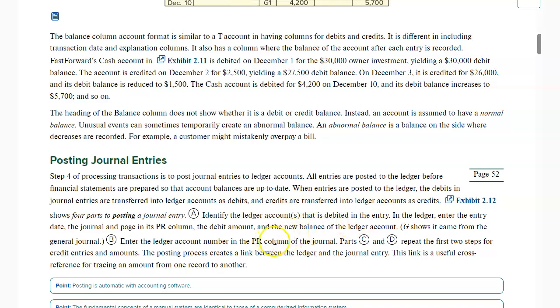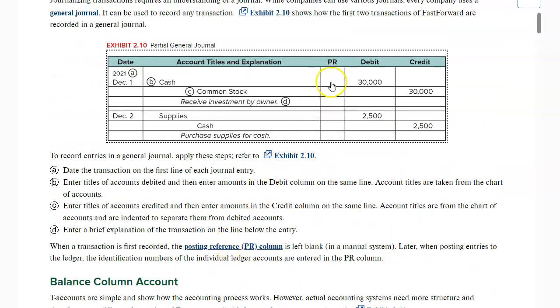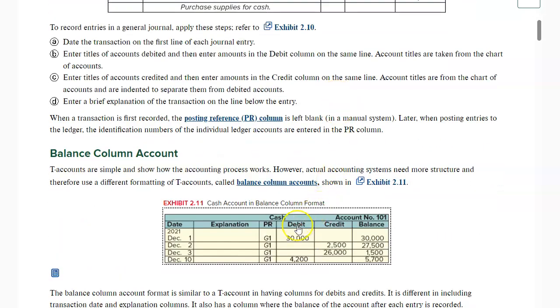In the ledger, we enter, let me go back here. In the journal, we go back up there and we enter the account number in the posting reference column. So we'd enter 101 here because that's the account number for the cash account. We'd enter 101 here. So this will reference the account in the ledger. The ledger will reference the account, the page number in the journal, and the date. So with the page number and the date, we can find the entry quickly.